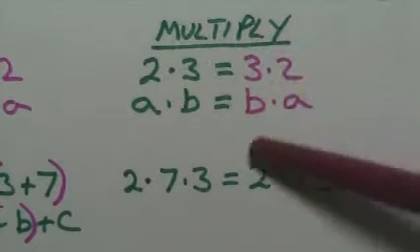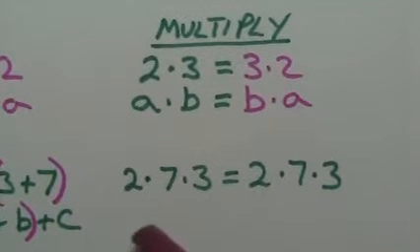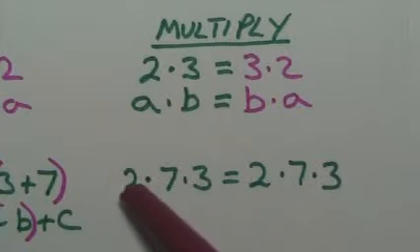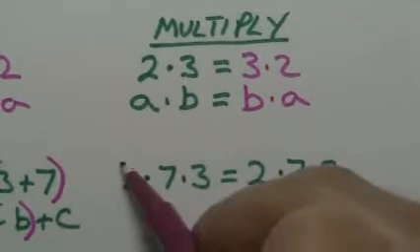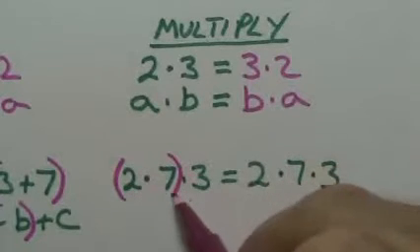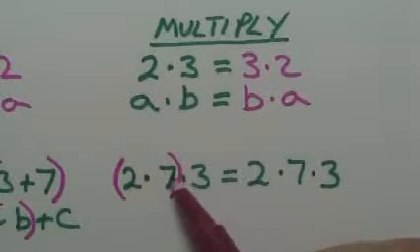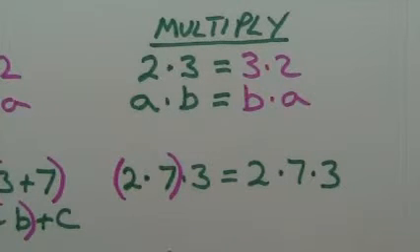Let's try the same thing with multiplying, an example there. This time we'll just use numbers. So if I have 2 times 7 times 3 is equal to 2 times 7 times 3. Notice the order did not change at all. It's the same order. That's not commutative. However, if I put parentheses in here, this side right here is 7 times 3 is 21 times 2 is 42. 42 is this side. 14 times 3 is 42.